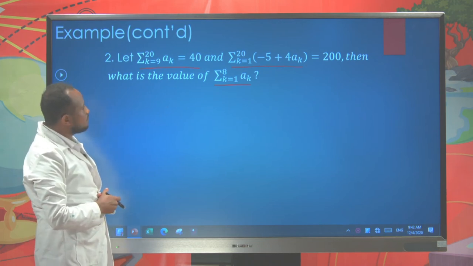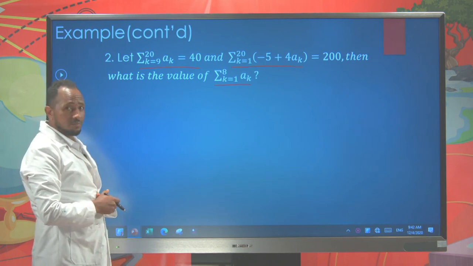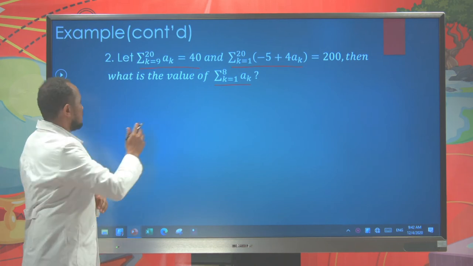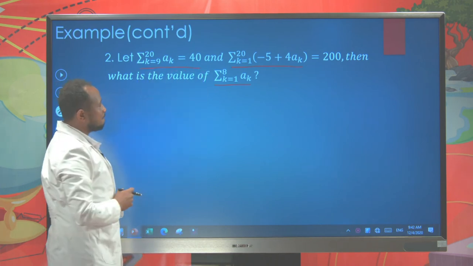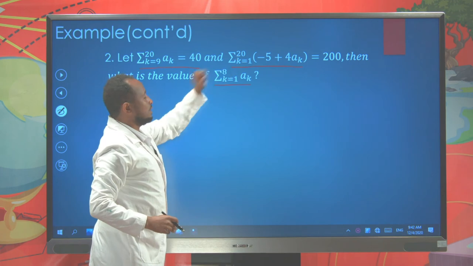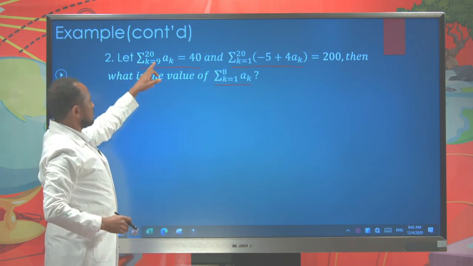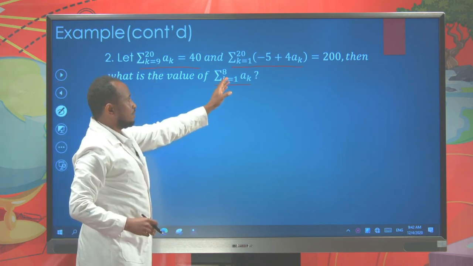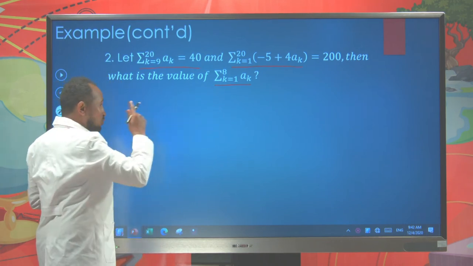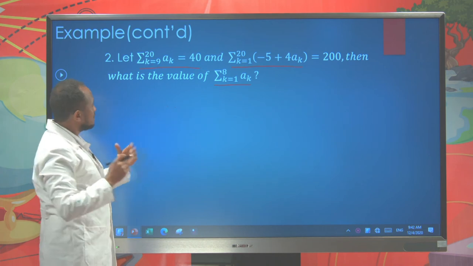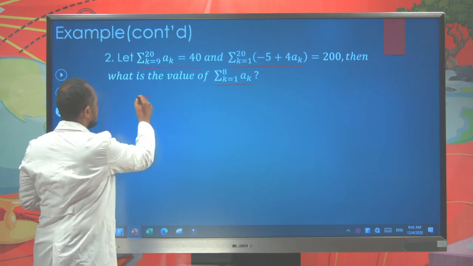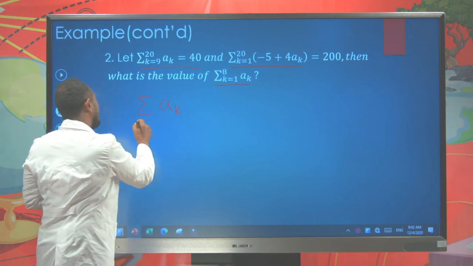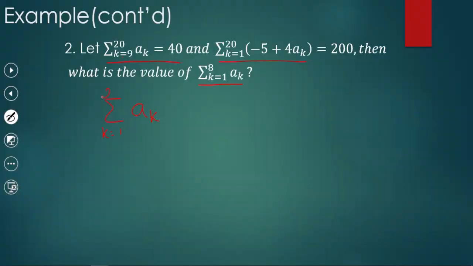So to solve this, we need the property of summation notation. So let's see this one. To solve this problem, we have the summation from k up to 20, summation from k = 9 up to 20. So we are asked to find the summation of a_k from 1 up to 8. So the property I must use to solve this problem is in this form: the summation of a_k, k starts from 1 up to 20.